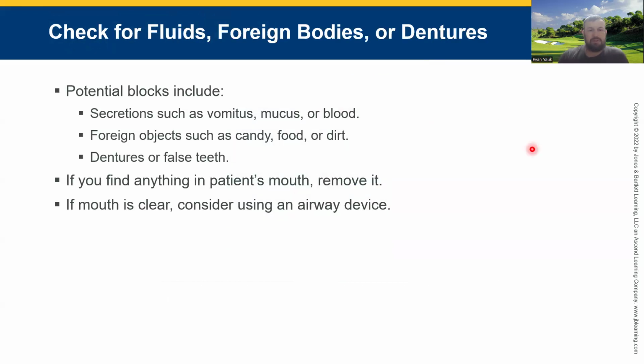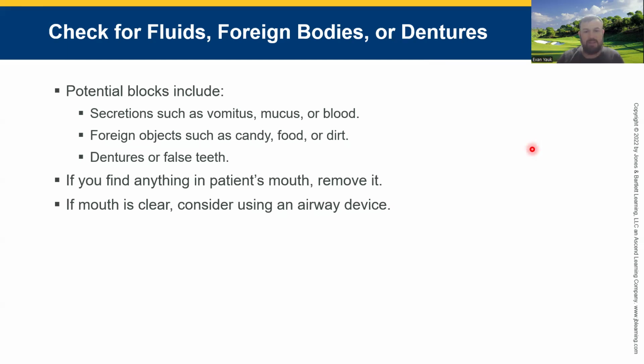Potential blocks include secretion. So this is when we're checking for foreign bodies inside the airway. Secretion such as vomitus, mucus, or blood. Foreign objects such as candy, dirt, food, or dentures or false teeth, even broken off teeth due to fights, car wrecks, whatever. If you find anything in the patient's mouth and it is easily accessible, go ahead and sweep it out of there. If you can barely see it in the back of the throat, don't go poking and digging back there, though, okay? Because we can actually push it down further, and we don't want that.